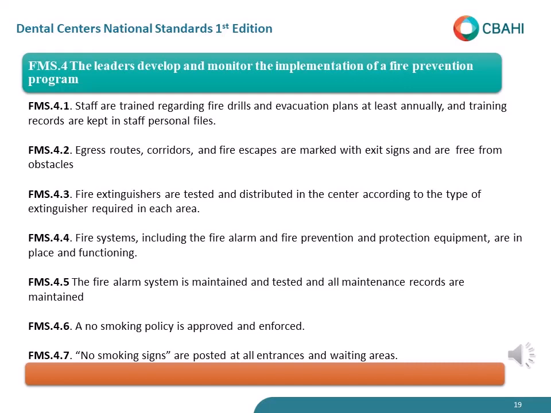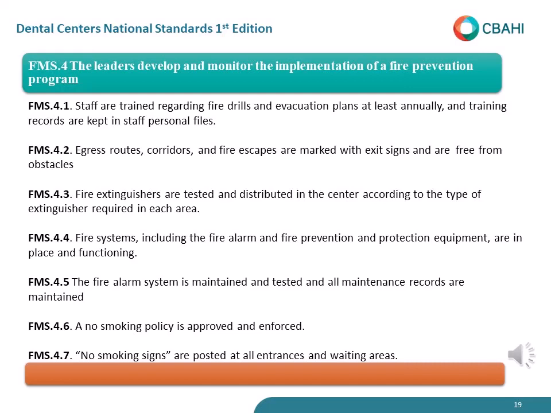4.2, egress routes, corridors, and fire escapes are marked with exit signs and are free from obstacles. So you need to make sure that there is no blockage or closing of any routes for fire. If there is any unfortunate fire, you need to make sure you evacuate on time, and all the evacuation paths are free from any obstacles.